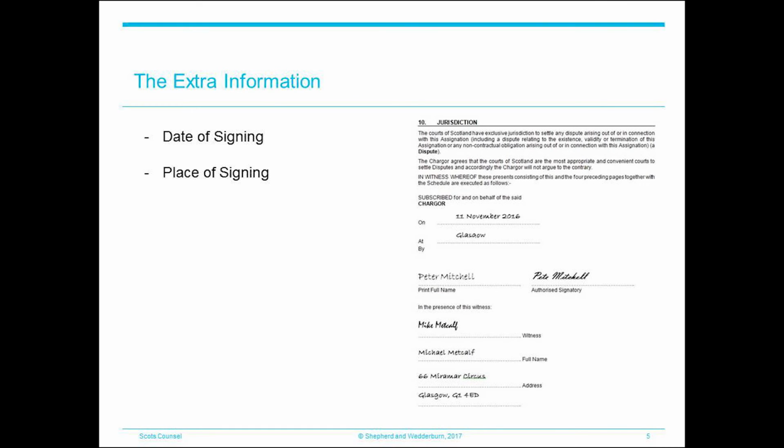Place of signing should also be added, and it's okay just to write in the town or city. A postal address is not needed. It's also worth noting that the date and place of signing and the names of the signatory and witness details don't need to be filled in at the point of signing.